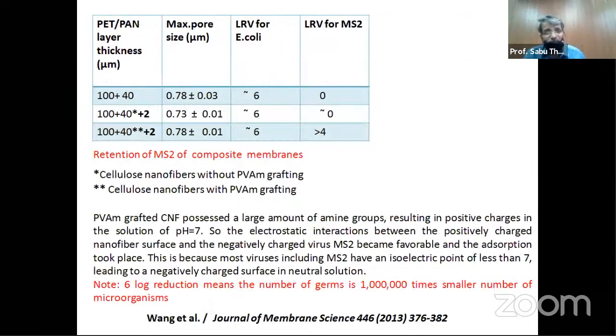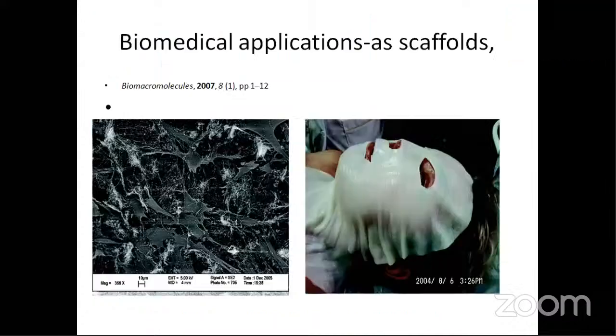Coronavirus too. Look at the water filtration efficiency. You see, this is logarithmic, removal of viruses. Fantastic removal of viruses. So you can remove virus, you can remove bacteria from water using nanocellulose made from where? Made from agricultural waste, by a simple process. This is again a very exciting material.